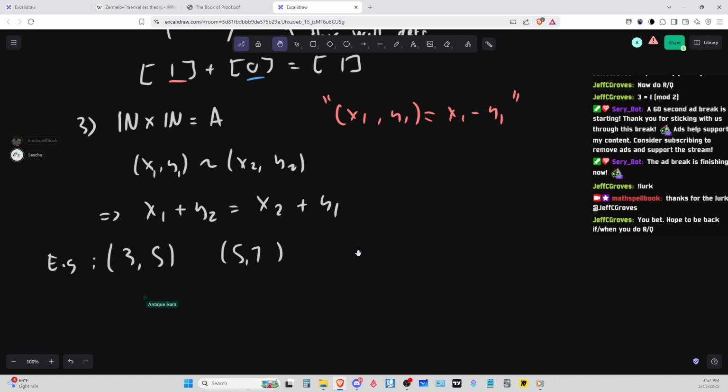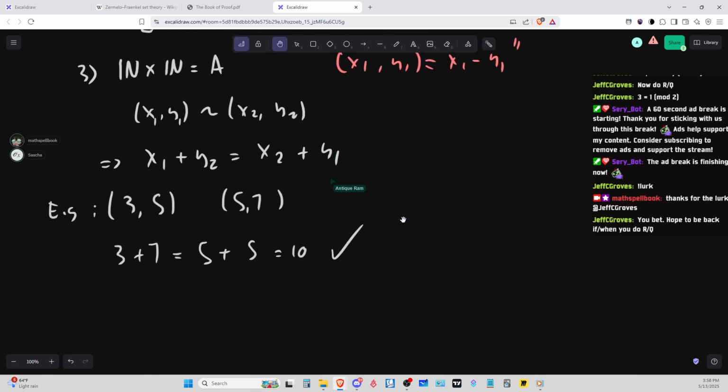So let's check that. This condition says to take the first component of this pair and add the second component of the other pair, so it will be a 7. The other part says to take the first component of the second pair, which is 5, and add the second component of the first pair. So you get 10. So those two pairs are equivalent.